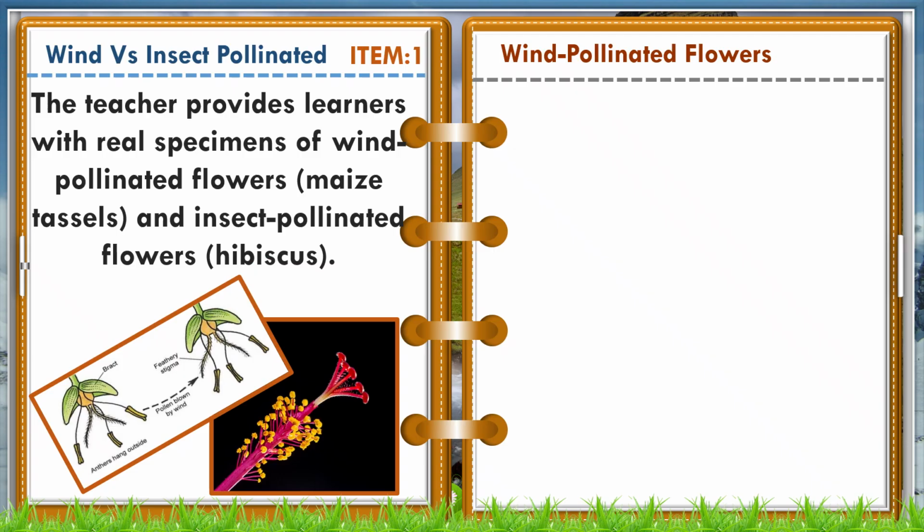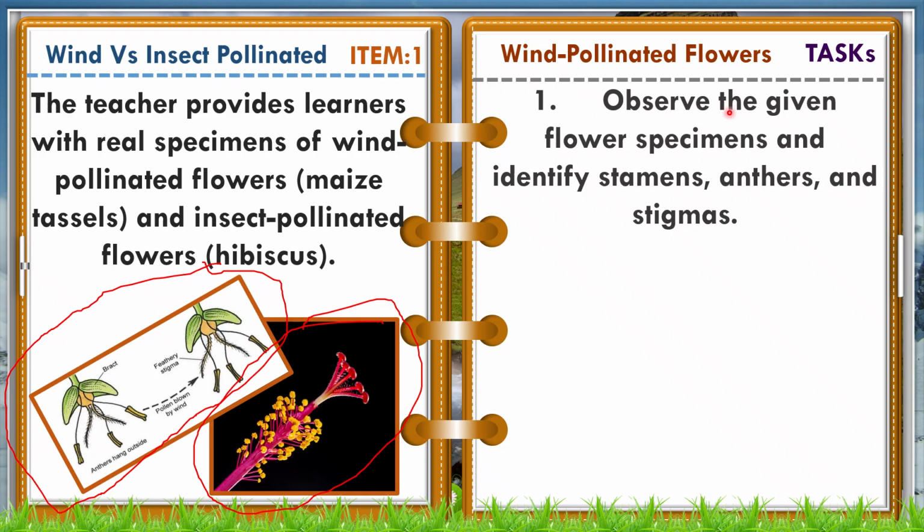What we have here is a wind-pollinated flower, the grass. And what we have here is an insect-pollinated flower, the hibiscus. Task: observe the given flower specimens and identify stamens, anthers, and stigmas.